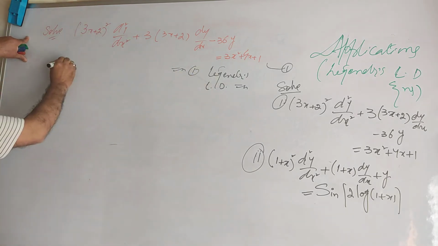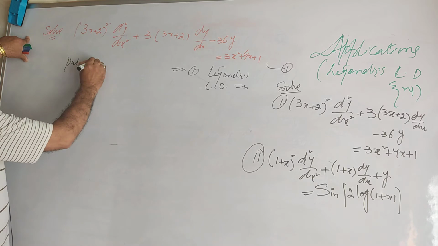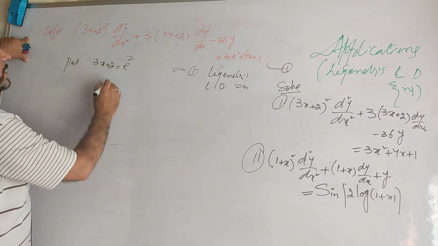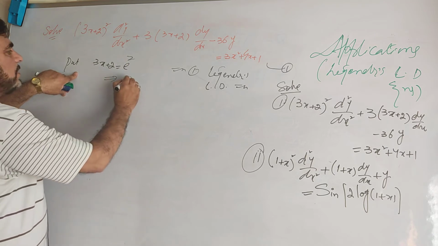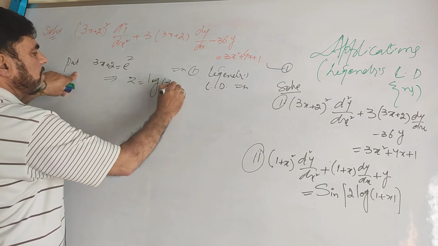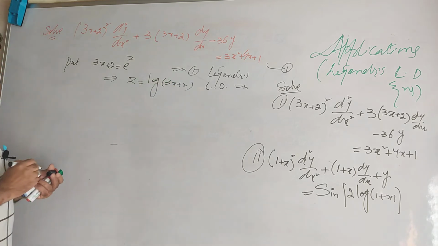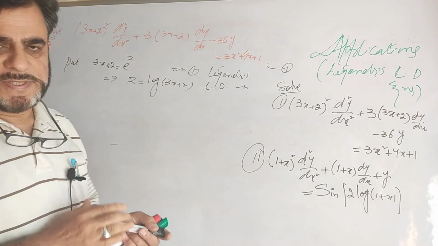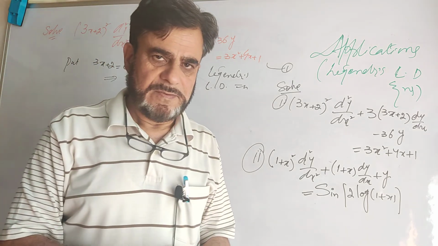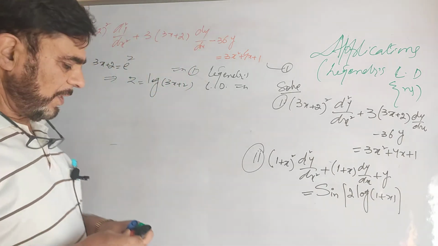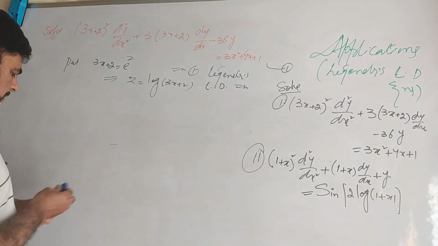How do we go about it? We put the substitution 3x plus 2 is equal to e raised to the power z, which implies that z is log of 3x plus 2. This is what I need, and you will not repeat what we derived in the article. You will write it directly now.